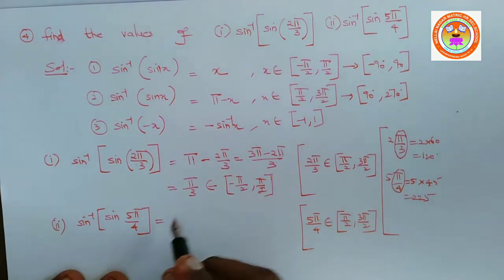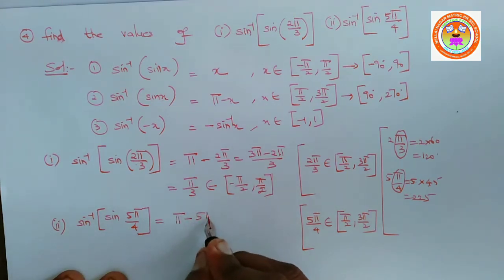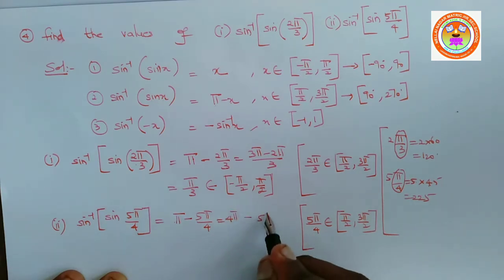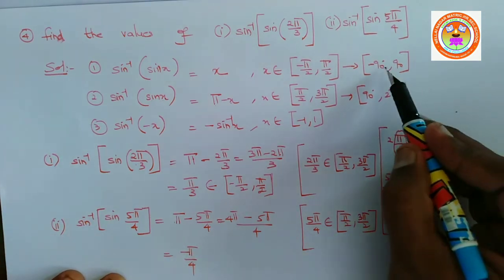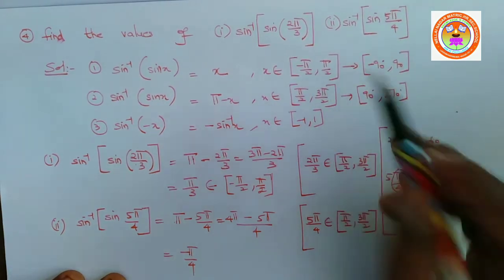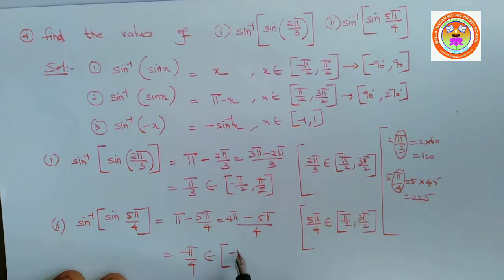So what do I want to do? I want to use the formula π minus x, where x is 5π/4. Cross multiply: 4π minus 5π over 4 is minus π/4. What is minus π/4? Minus 45 degrees, which lies between minus 90 and plus 90. So the principal domain value belongs to (−π/2, π/2). Within this we can finish the sum very easily. You don't need to worry, the sum is very easy once you know the properties.